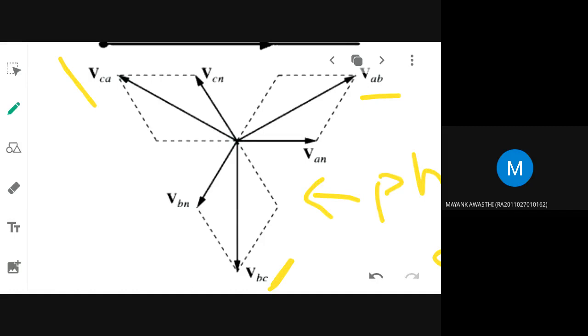Okay. Now I want to derive the formula for VAB. So what is VAB? By looking into the phasor diagram, how can I write VAB? Vector sum, all you have learnt in mathematics. VAB is equal to VAN plus the opposite of VBN. What is the opposite of VBN? Drawn in dotted line, no? VAB is equal to VAN minus VBN.